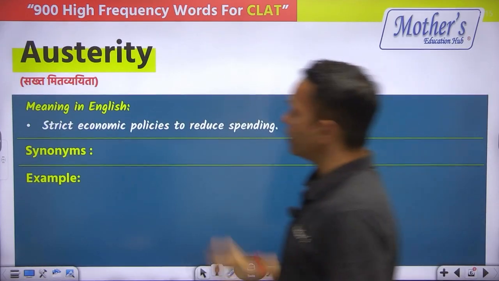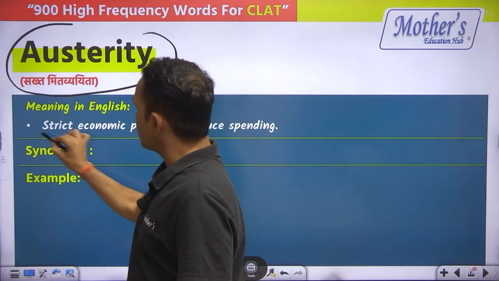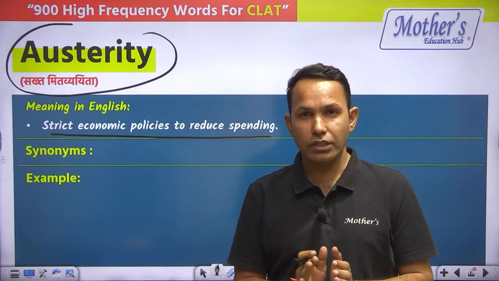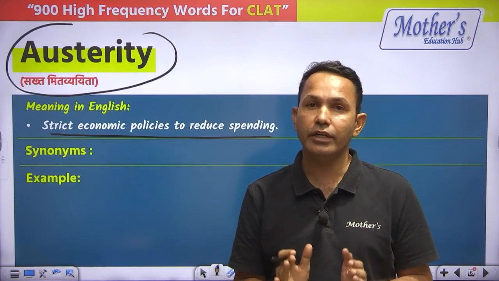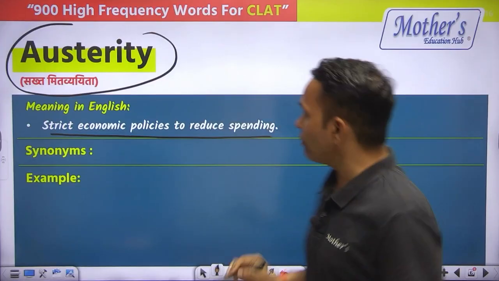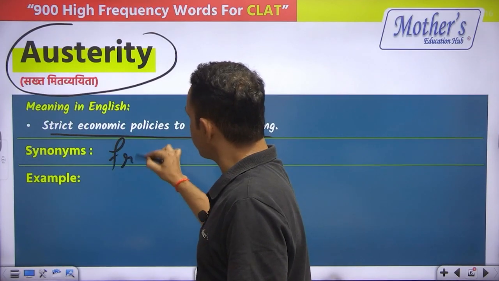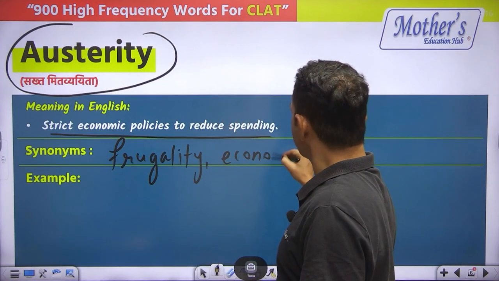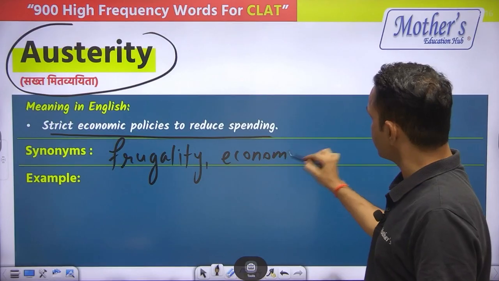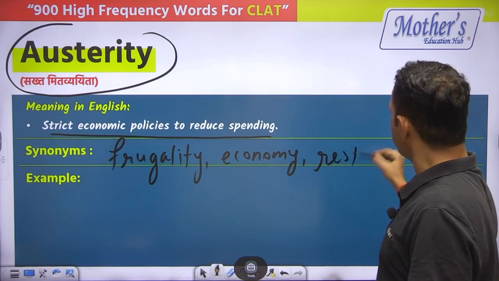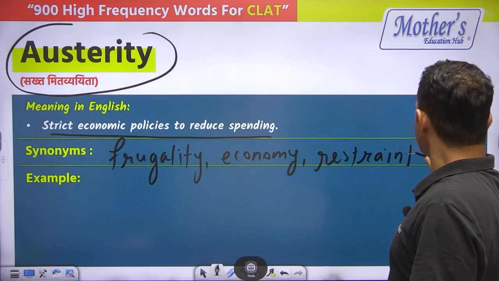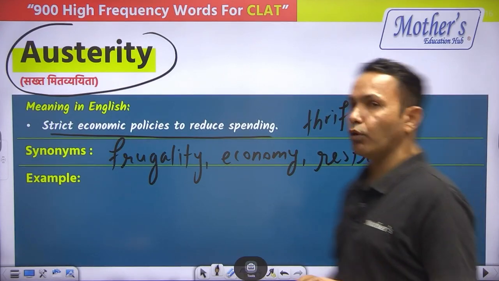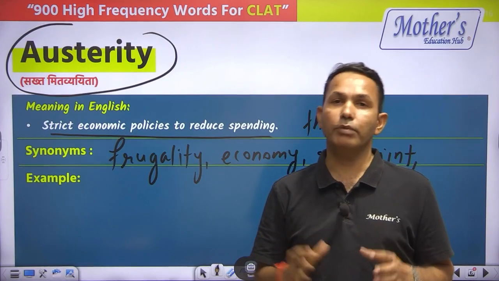Our next word is austerity. Students, austerity means strict economic policies to reduce spending. When we follow austerity, we curb our spending. Similar words are frugality, economy, restraint, thrift. All these words carry the same meaning as the meaning of austerity.